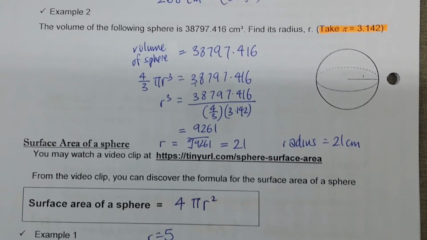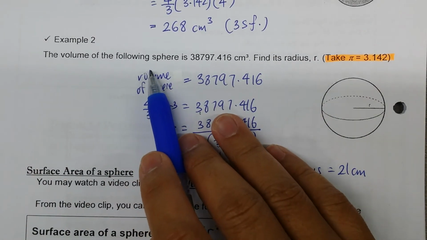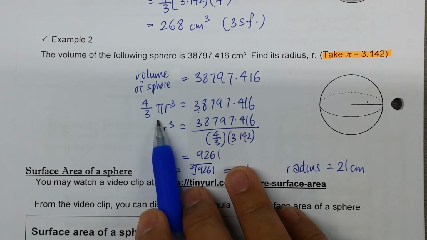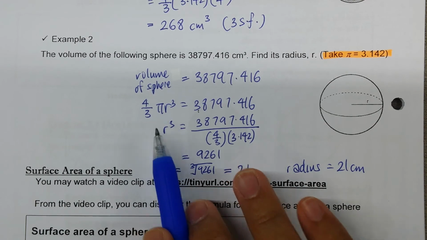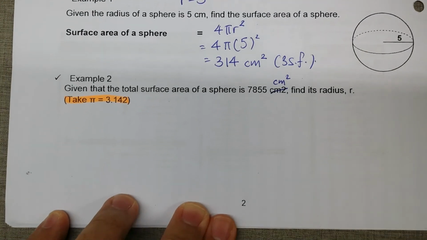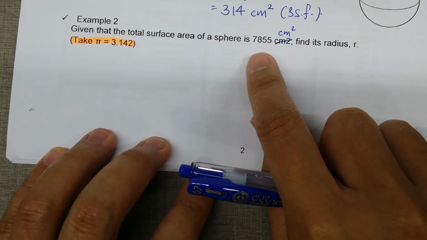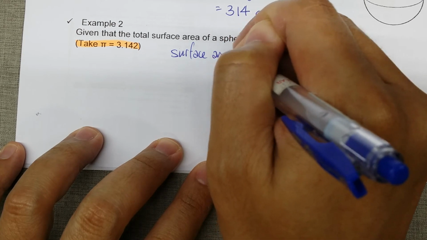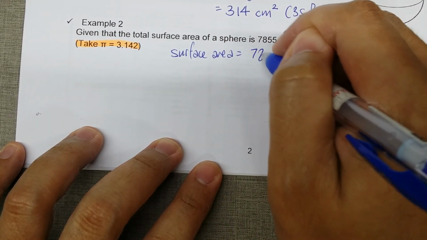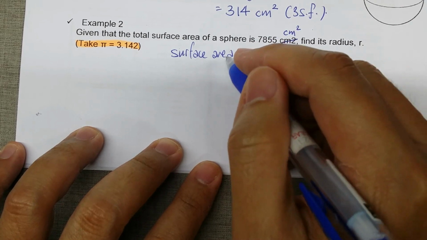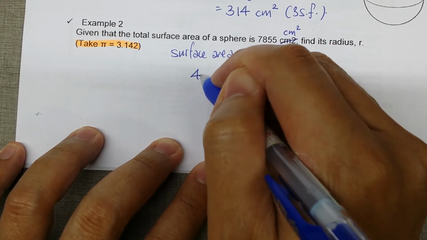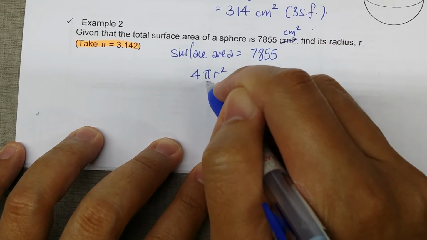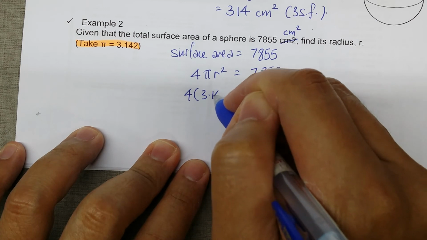So recall the previous question. Example 2 is a reverse type of question. They gave me the volume, so I wrote volume equals that, then replaced volume with the formula. Now they give me surface area. If they give me surface area, what do I do? I just write total surface area equals 7855. Surface area of a sphere, 4 pi r square equals 7855. Pi, they want me to use 3.142.